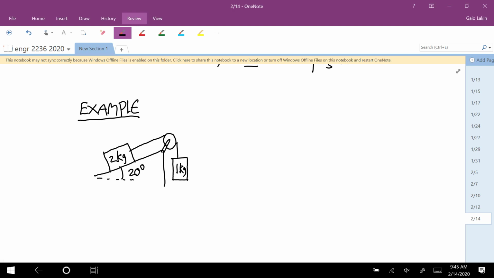And let's say that the coefficient of static friction is 0.3. I meant static friction. And let's say that the coefficient of kinetic friction is 0.2. The coefficient of kinetic friction is always a little smaller than static friction.